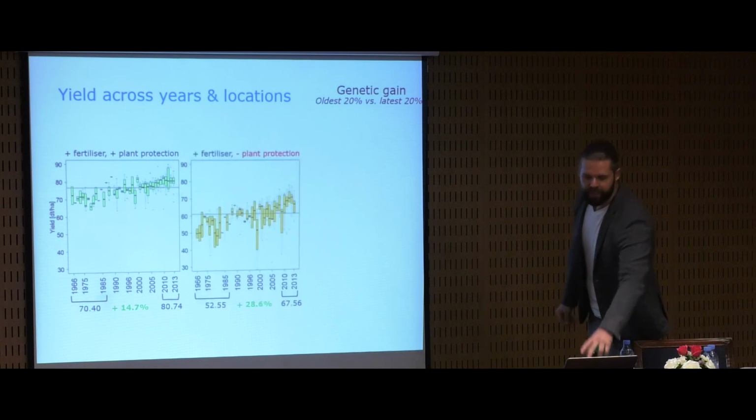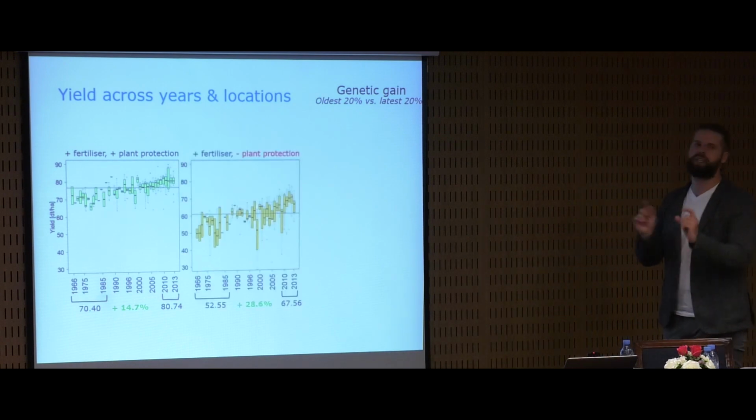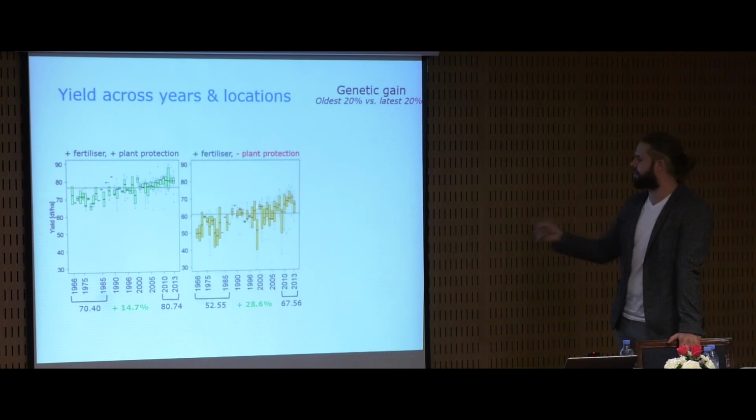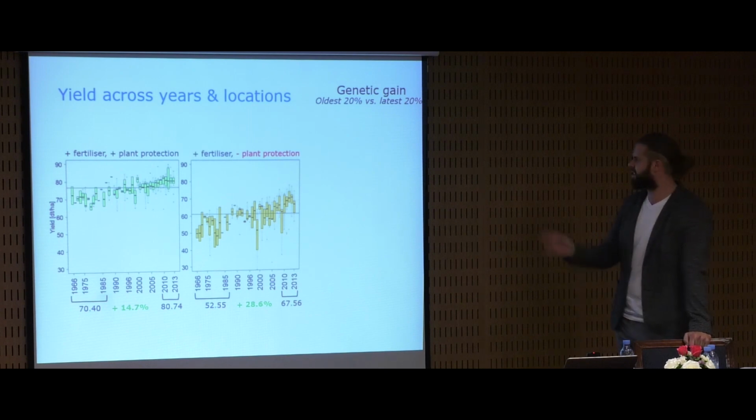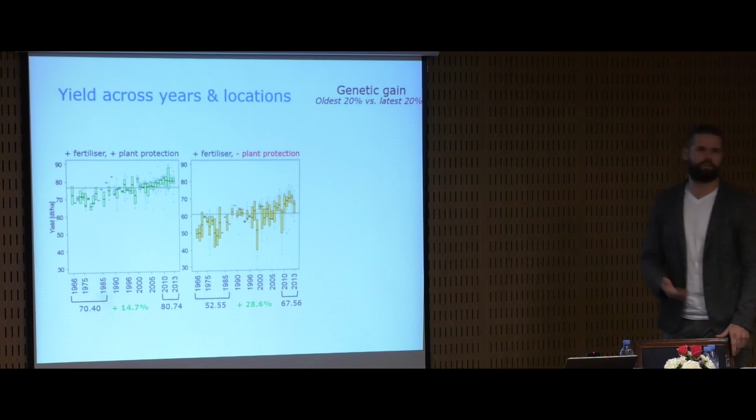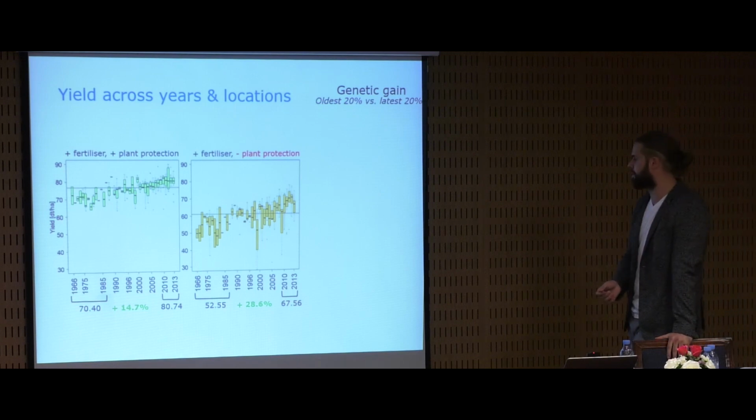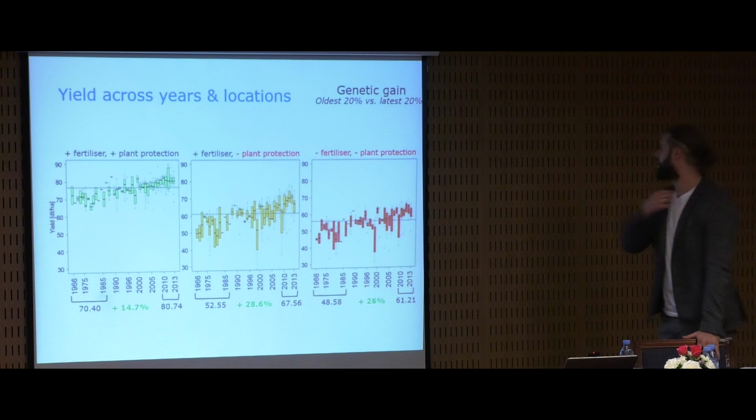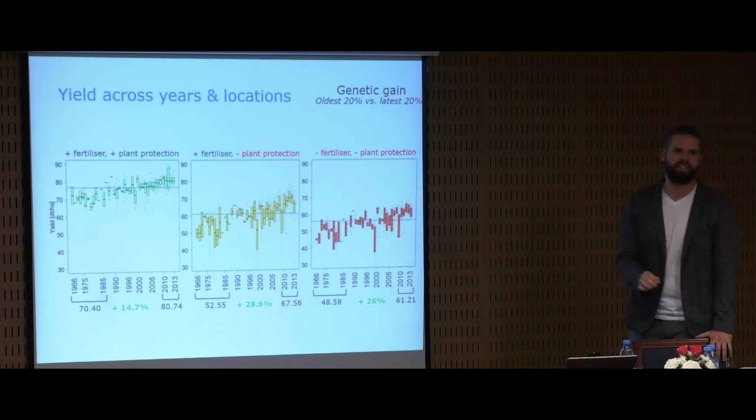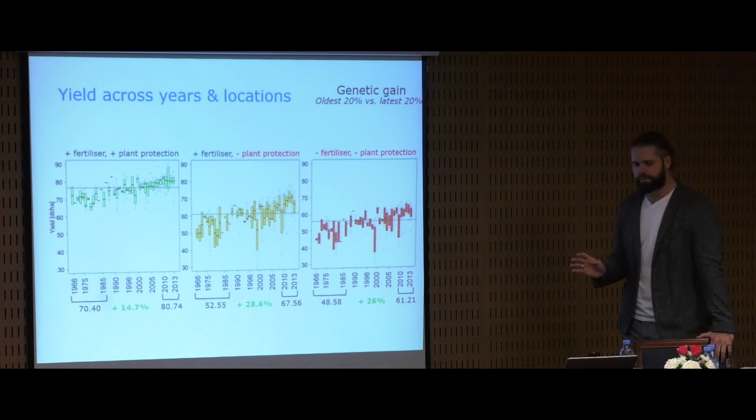However, this difference between the oldest and the most recent varieties becomes even more distinct if we look at the medium intensity level, where we applied fertilizers but no plant protection. So here we had really strong rust pressures, especially rust, which is a problem in Germany too. And the same trend was true for the intensity level, where we didn't apply any fertilizers or any plant protection.